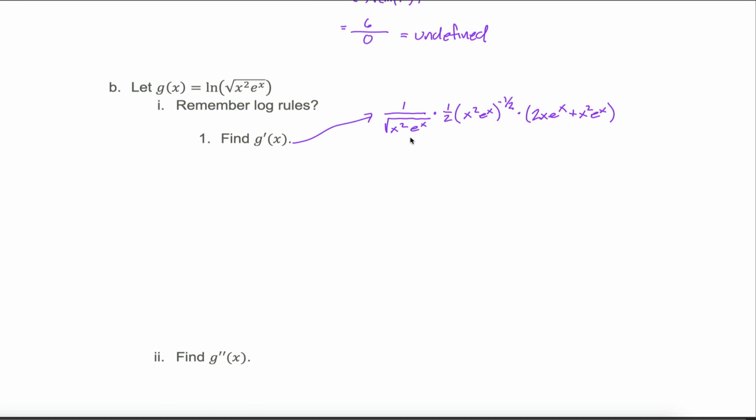You're like, yeah, I know. You've made this point before. Simplify this before you take another derivative. No, that's not the point that I'm trying to make. The point that I'm trying to make is there's a way to make g prime of x much easier to find. In fact, you don't have to use the product rule or the chain rule to figure out the derivative of the natural log of the square root of x squared e to the x.